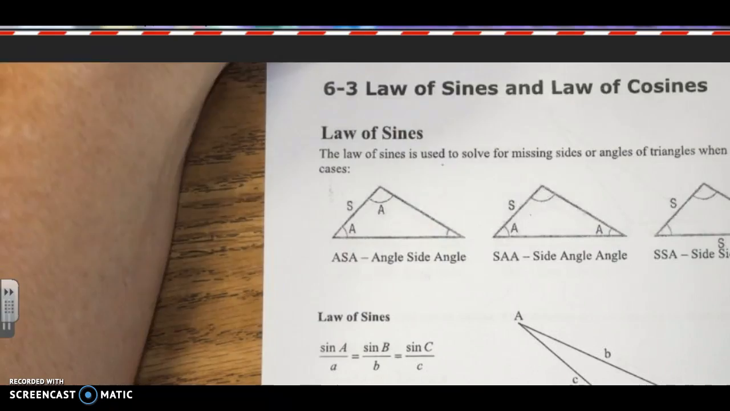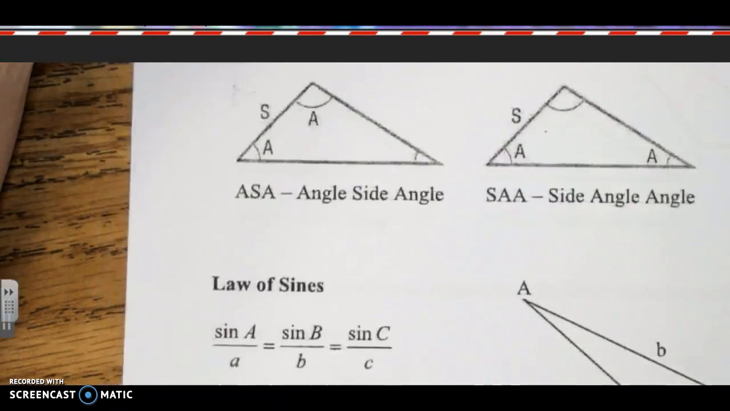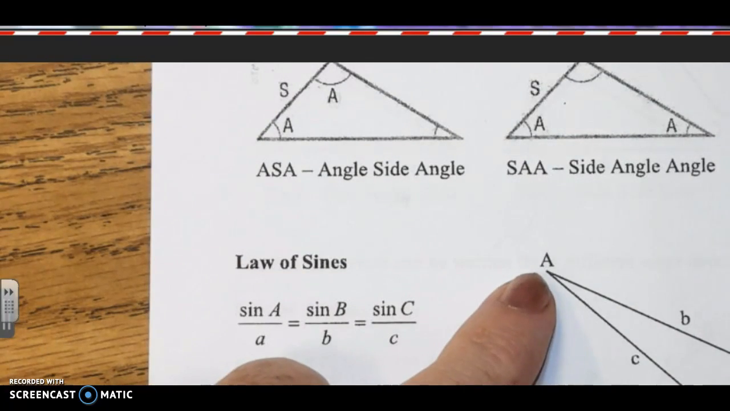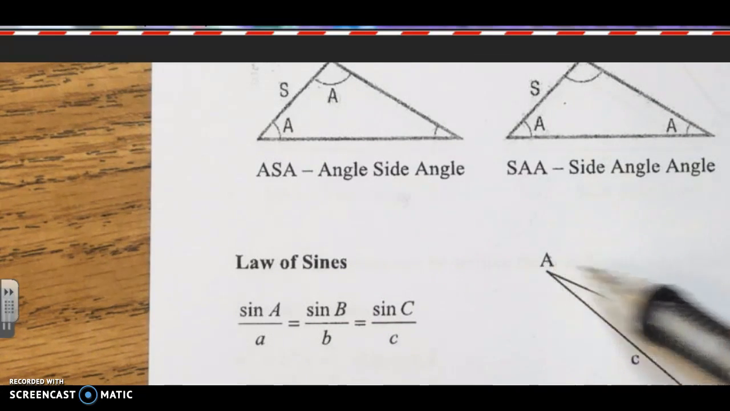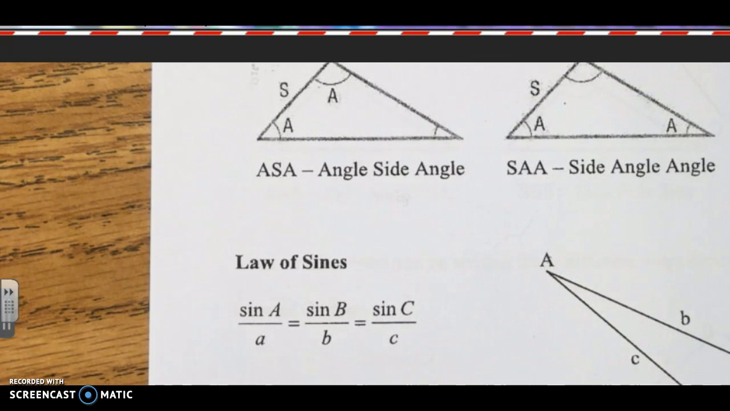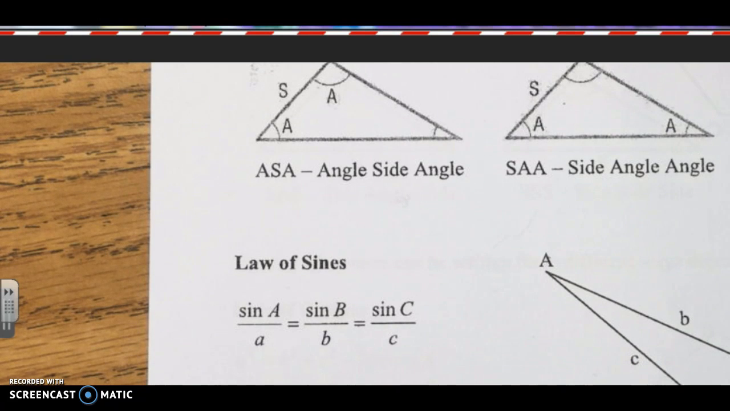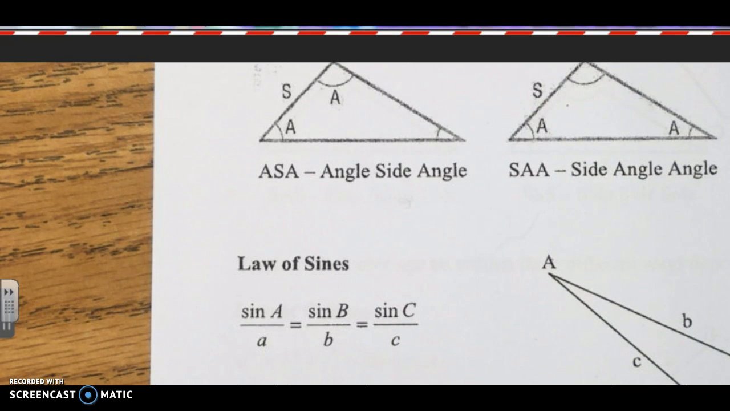Law of sines is based on the idea that there is a proportional relationship between the sides and angles of a triangle. Whenever you see the angles of a triangle, they will always be in capital letters. The side directly across from an angle is its coordinating side. So angle A goes with side A, angle B goes with side B, and angle C goes with side C. Sides are in lowercase, angles are in uppercase.